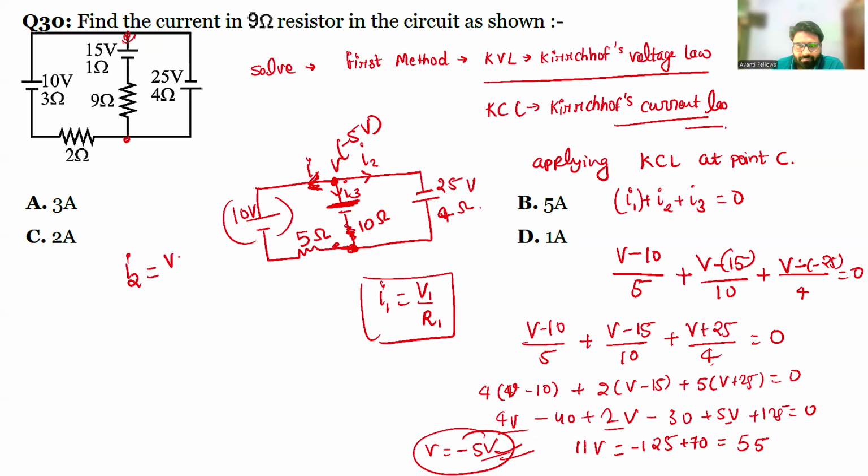So I2 will become V minus 15 divided by 10. And V is what? Minus 5. So minus 5 minus 15 will become minus 20 by 10. So this will cancel out. So it is minus 2 ampere, which means you only have to reverse the direction of the current.